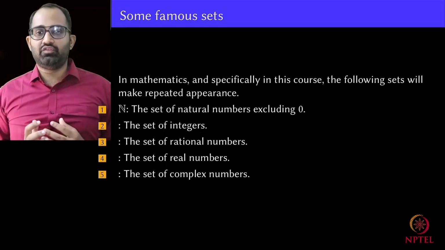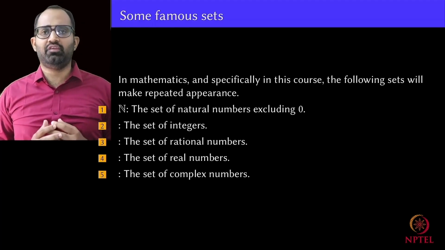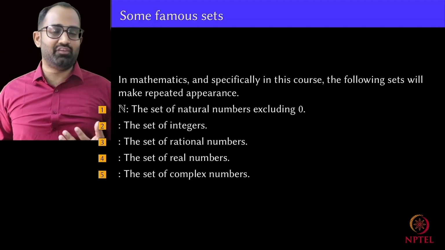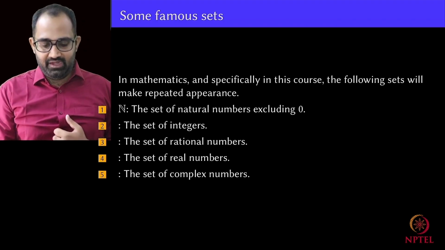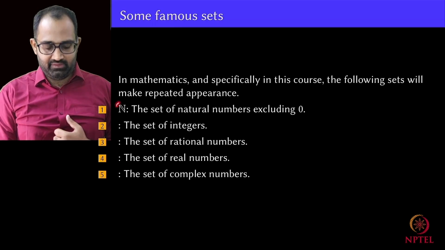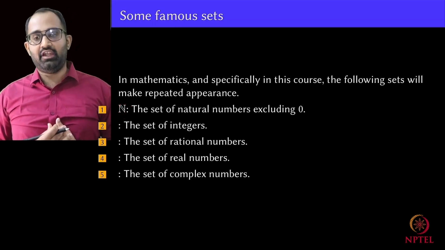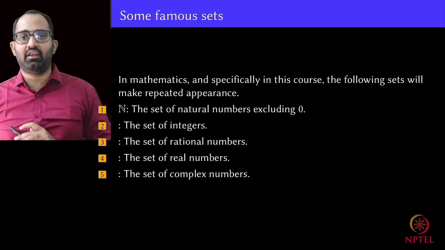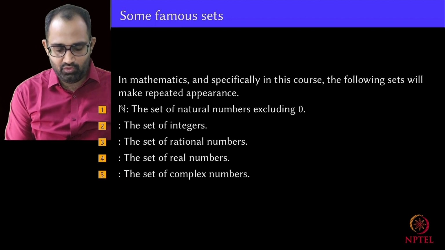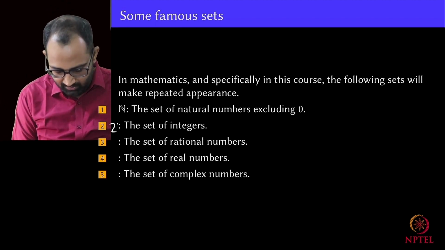Now let me introduce notation for some of the famous sets that you will encounter in this course. These sets are famous outside of this course as well. I'm sure you have seen these sets before. The set N, denoted like this, is the blackboard N. It's the set of natural numbers, and in this course the natural numbers will not have the number 0. Then you have the integers, which is written blackboard Z.